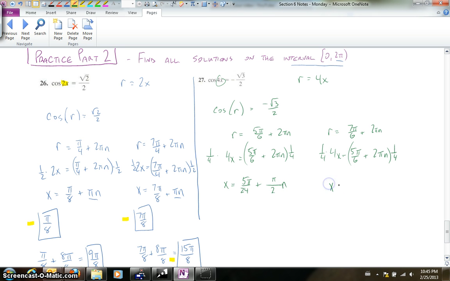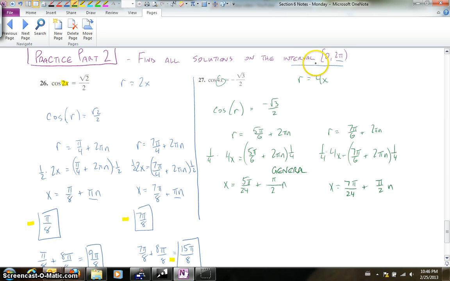Over here we have x equals 5 pi. Wait, sorry, I made a mistake a while back. You guys probably caught that but couldn't say anything because I'm not there. That was 7 pi. This is 7 pi 24ths plus pi halves n. And so this is the general solution here, and that's what we would ask for there.